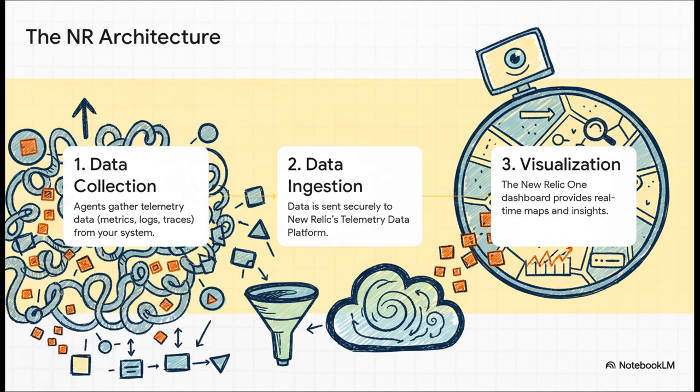First, these little bits of software called agents sit inside your applications and servers, and they collect all that data we just talked about. Second, all of that data gets sent securely up to New Relic's massive cloud platform to be processed. And finally, step 3, it all gets visualized for you on the New Relic One dashboard. That dashboard becomes your interactive, live map of the maze.